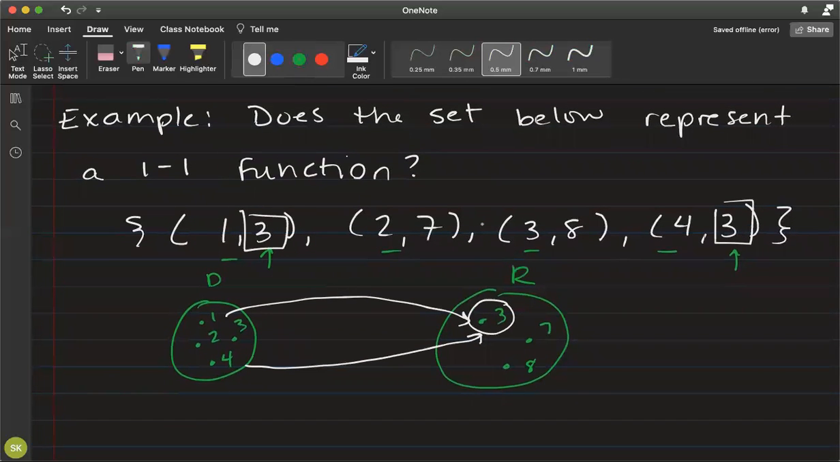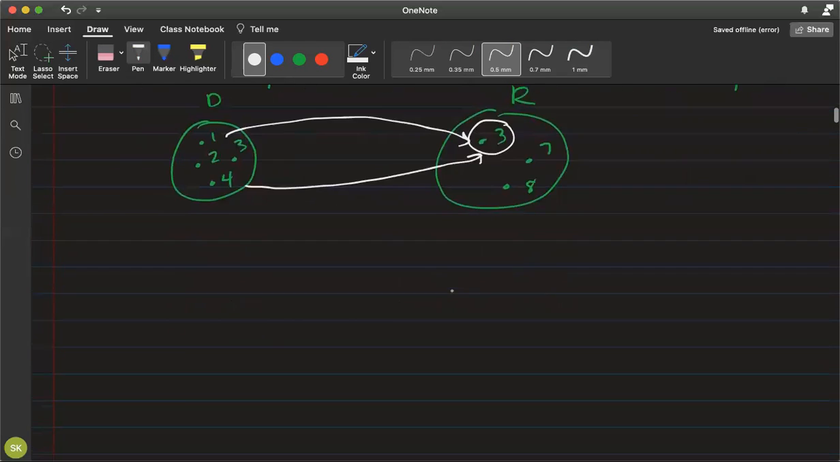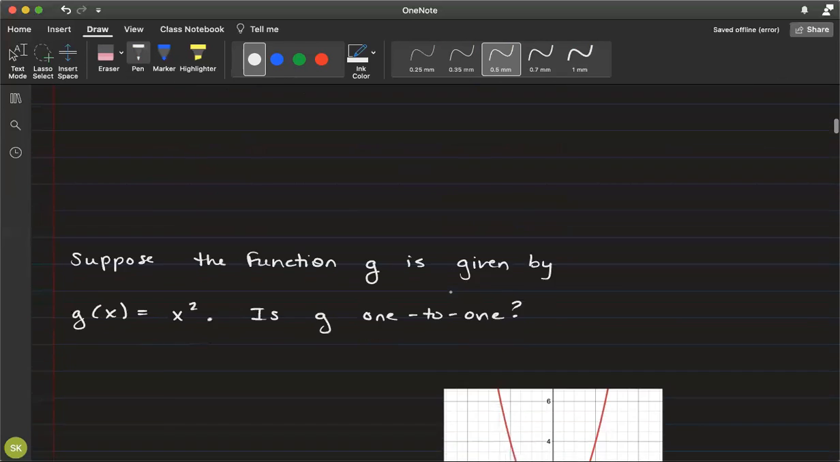Okay, so most functions that we're going to see in this class are going to have infinite numbers in the domain. Like the domain will be all real numbers, and we'll be given an equation for a function. And what we want to figure out is if the function is one-to-one. The idea is the same. You don't want any values for your domain that, when you plug them in, give you a repeated y value. So let's look at an example.